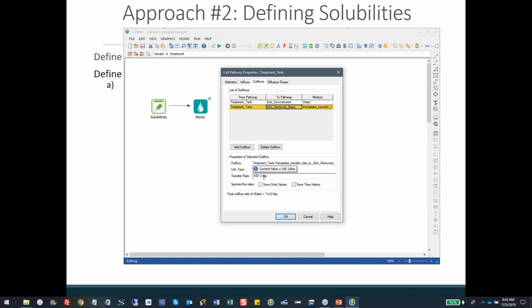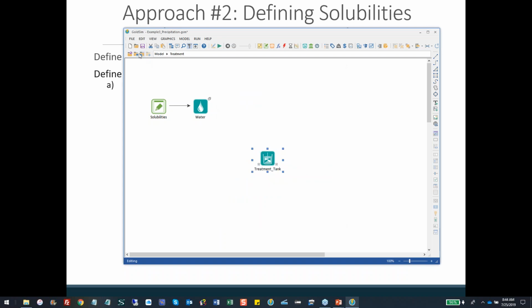Basically, this is a huge number. It's going to flush it all, right? There may be some physical reason why you can't flush this precipitated mass out instantaneously. You may have to do it at a slower rate. You can specify a slower rate here. But in this case, I'm going to say, no, as soon as it precipitates out of solution, let's assume it's removed. So I've just put in a big number here, all right?